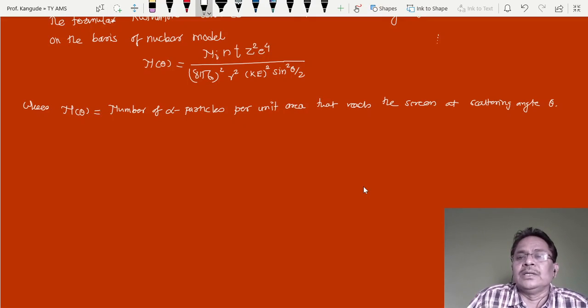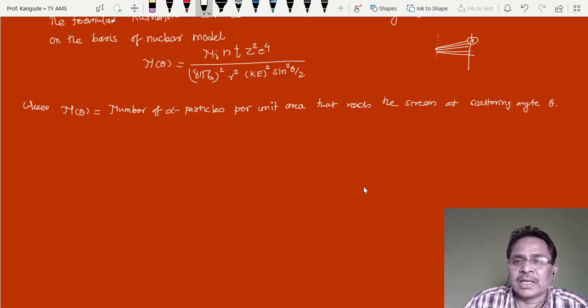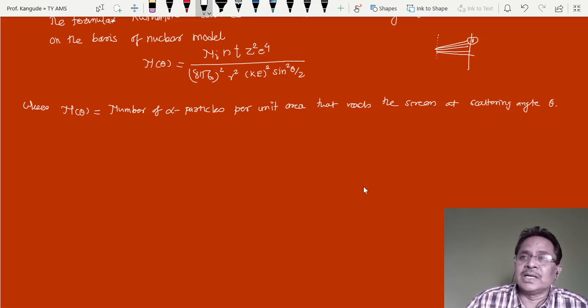This is the thin gold foil and this is my screen here. I am measuring the angle here: 1 degree, 2 degrees, 3 degrees, 4 degrees, like that. For example, between 3 degrees and 4 degrees, how many alpha particles are observed in this region? That is the number of alpha particles per unit area. Take a unit area of this screen: at a certain value of angle, how many alpha particles are being observed? These are particles that reached the screen, maybe deviated but not reflected.